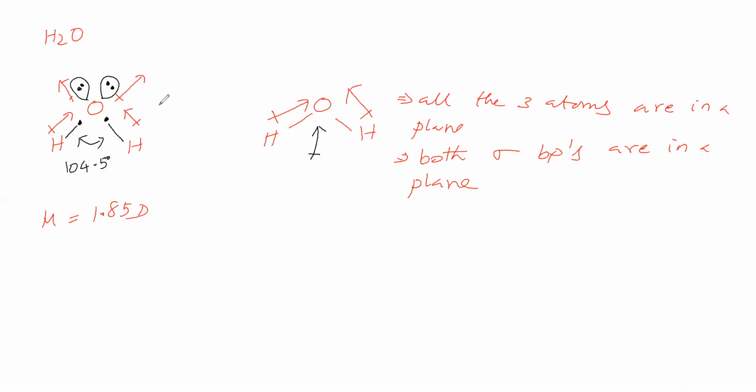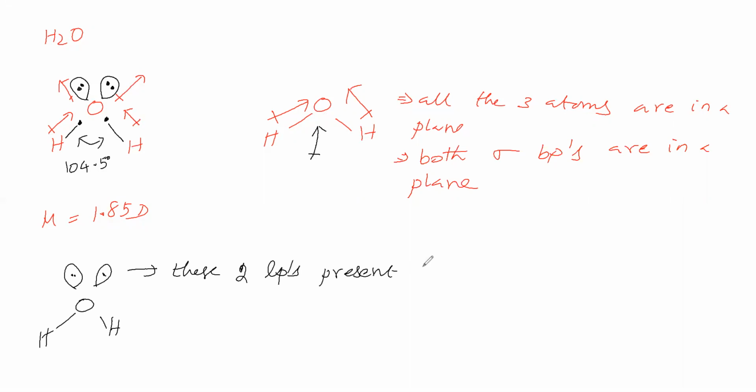Now, how the lone pairs will be there, that we will see. Regarding lone pairs, these two lone pairs are present in a plane. These two lone pairs are present in one plane, that we can say. Okay.